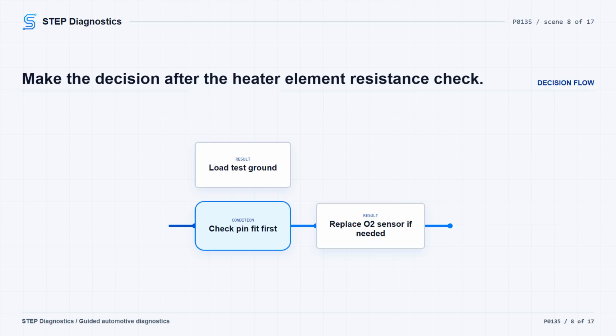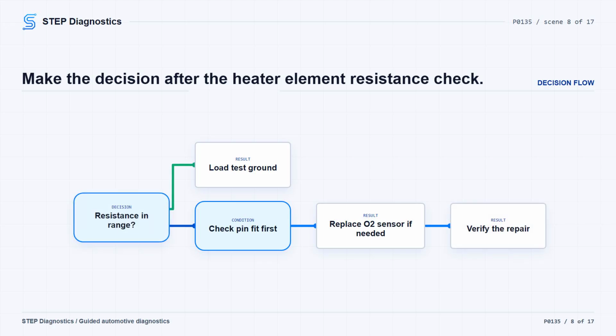If the resistance is in range, go to the ground circuit load test. If it is not in range, first verify good pin terminal contact at the O2 sensor and PCM harness connectors. If no connector problem is found, replace the O2 sensor, then verify the repair and confirm the code stays gone.